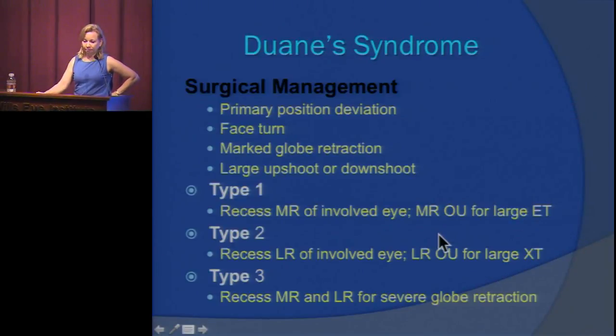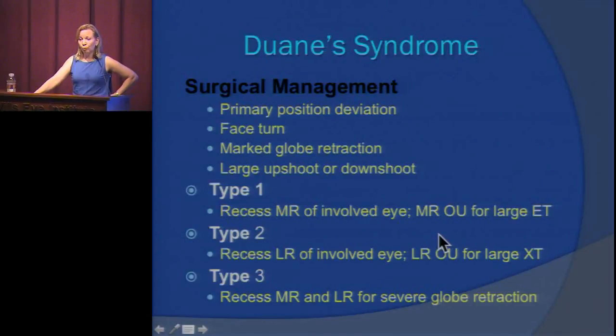The surgical management, where you want to deal with any primary position deviation, again, for esotropia, exotropia, in the 2 cases I already mentioned. Certainly, a lot of Duane's children will have significant face turns, and you'll want to try to correct the deviation to correct the face turn.